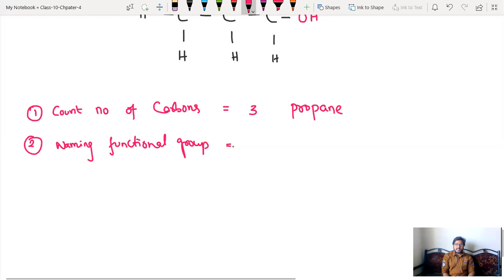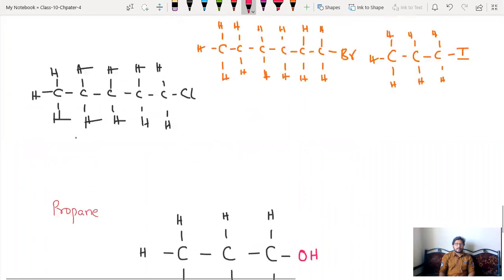What functional group is present? Bond OH. Bond OH means alcohol. So what is the shortcut of the alcohol? OL, all. So the last 2 letters, OL, we will take. So the second point is done. So this OL should be present in the propane. How to do, we will see.